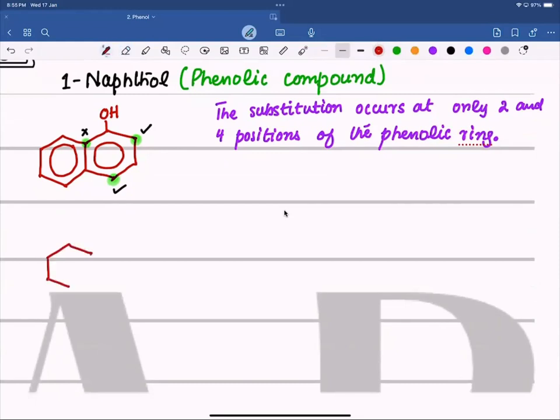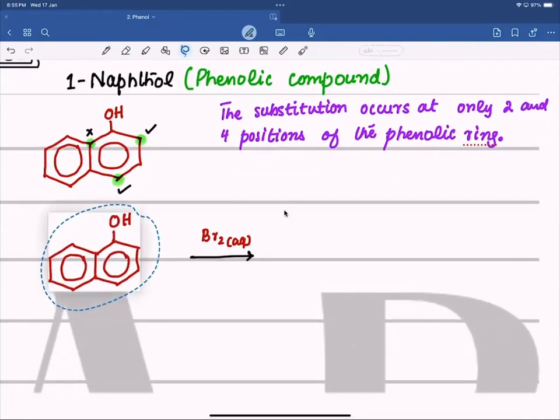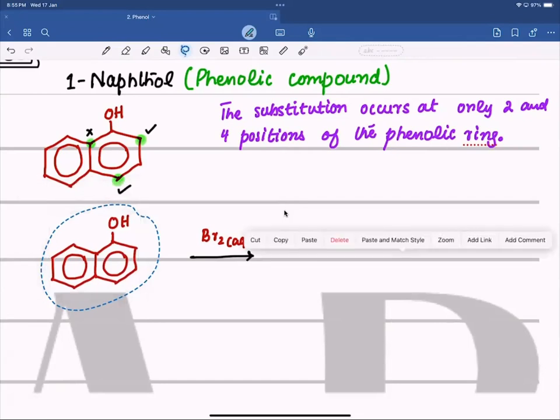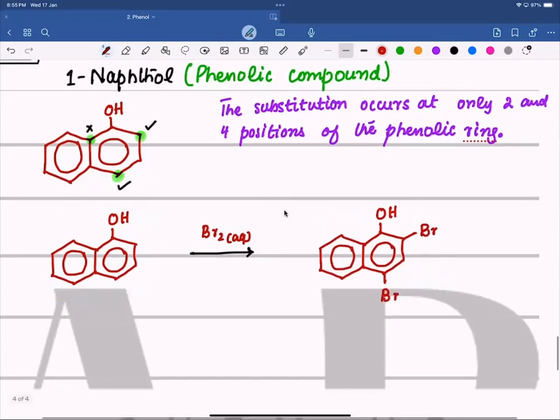So if you write an equation, for example, with bromine, in phenol, we are getting a tribromophenol, right? But in this case, when this is reacted with bromine, then substitution occurs at only two positions, which are these two only. Is this clear?